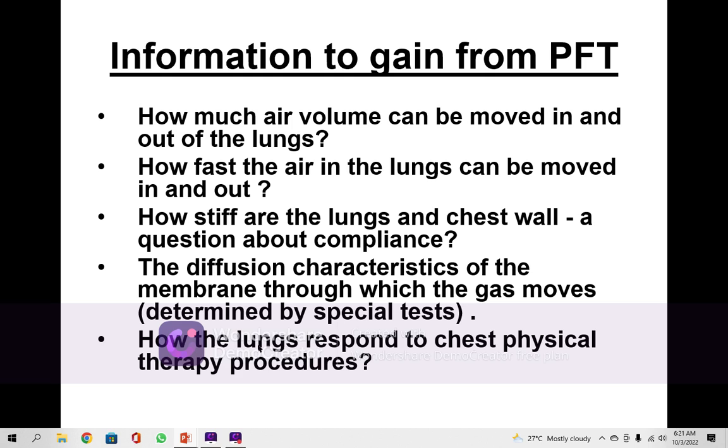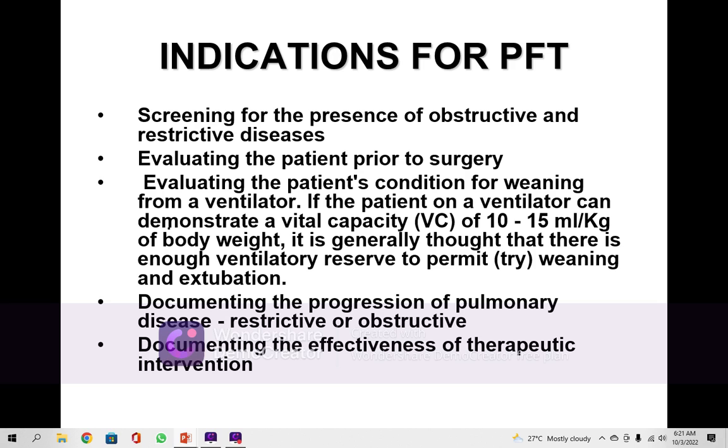Usually, how do the lungs respond to chest physical therapy procedures? For example, if you give chest physical therapy and chest exercises, and afterwards you do the PFT, what is the difference? Whether bronchodilation, pharmacological or physiotherapy, can benefit this patient. Indications are when you are not sure whether it is an obstructive nature of disease or a restrictive nature of disease. This is the most effective indication, or the most commonly indicated indication.